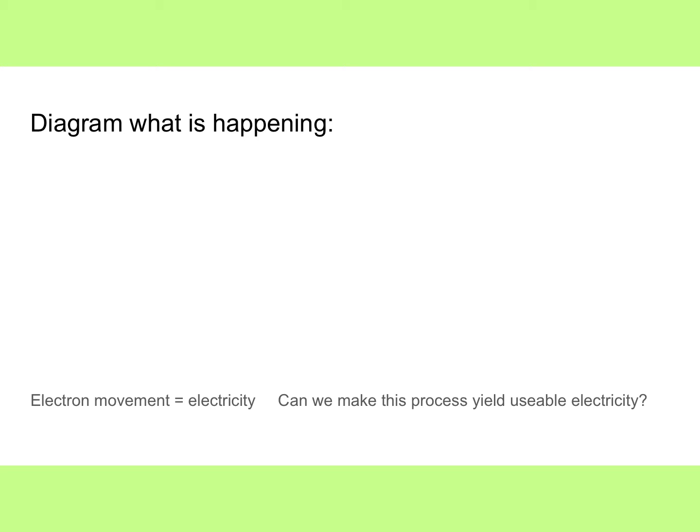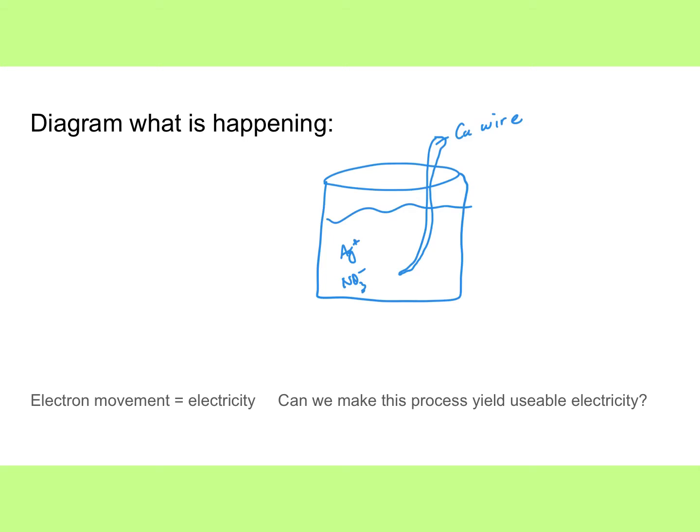So I'm going to take a few minutes here to diagram what's happening as much as possible on a particle level for you. So let me get started. We start with the silver nitrate solution, and the copper wire is immersed in that solution. You will see that silver metal, it's going to look kind of grayish at first, begins to build up on the surface of the copper wire where it is below the surface of the solution.